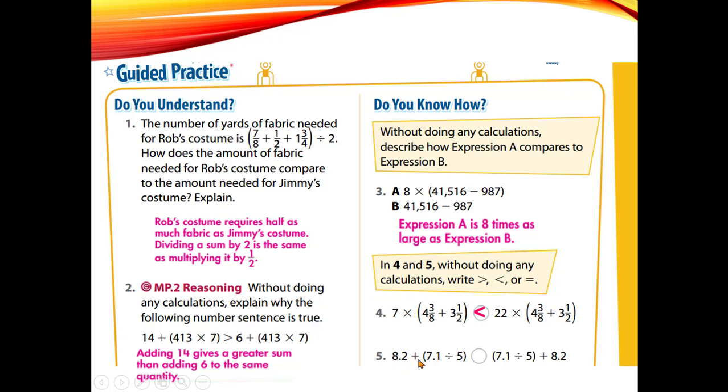And here 8.2 plus this part, and 7.1 divided by 5, it's the same thing here, plus 8.2. You know, we say adding is commutative, like 2 plus 5 is the same as 5 plus 2. When we switch the numbers in the addition, the result will not be affected. Both of them are 7. So here 8.2 plus something and the same thing plus 8.2, they are the same thing. Okay? So they are equal.